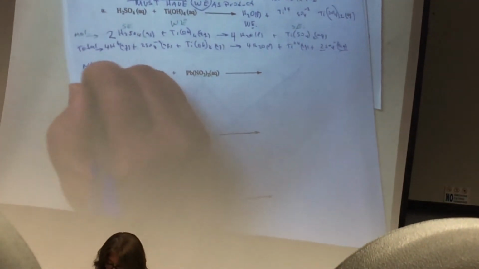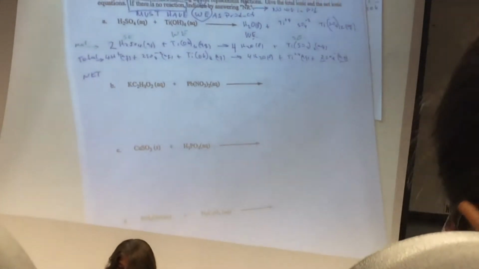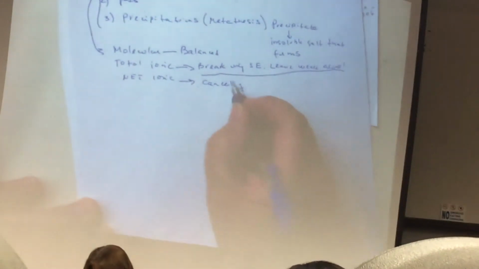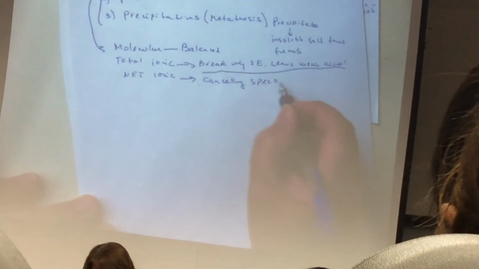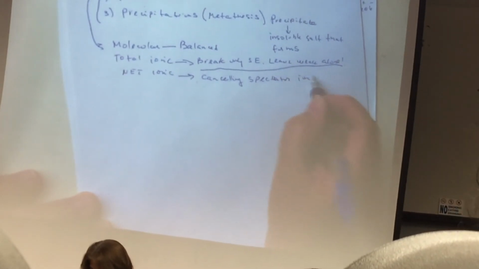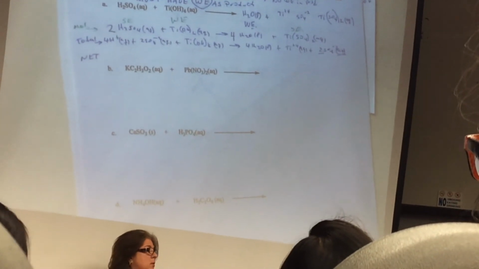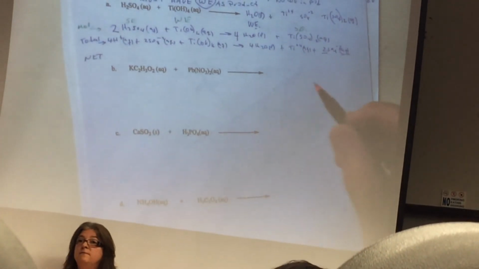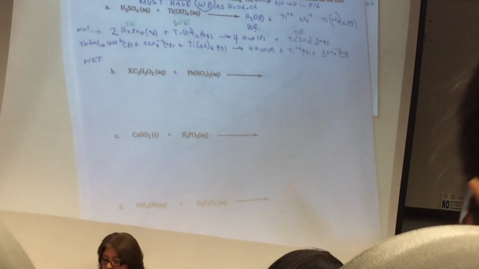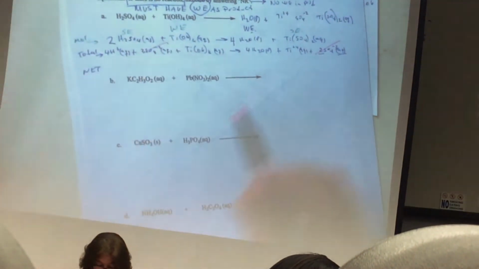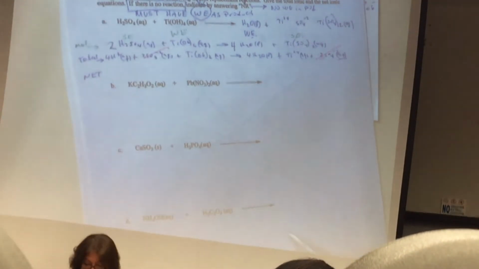The net ionic equation is written by canceling spectator ions. What are the spectator ions? The ones that appear exactly the same on both sides. And the name is very apt. A spectator ion is something that doesn't do anything. So which ones are spectator ions here? The only thing is the sulfate. And you rewrite everything that's left.